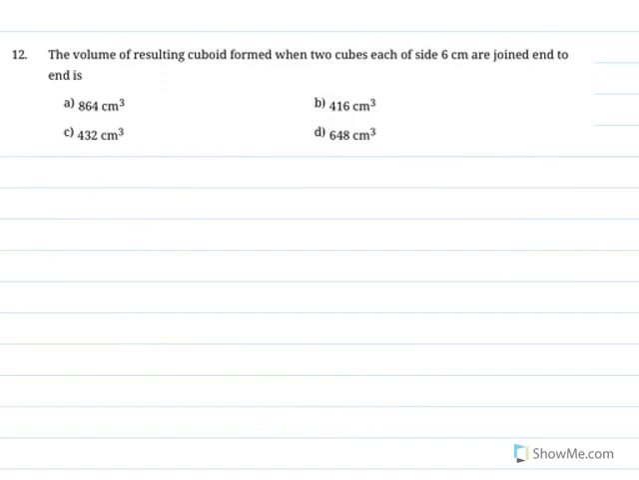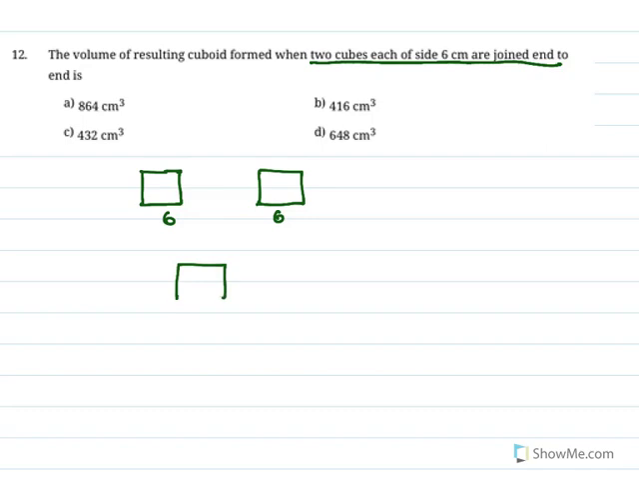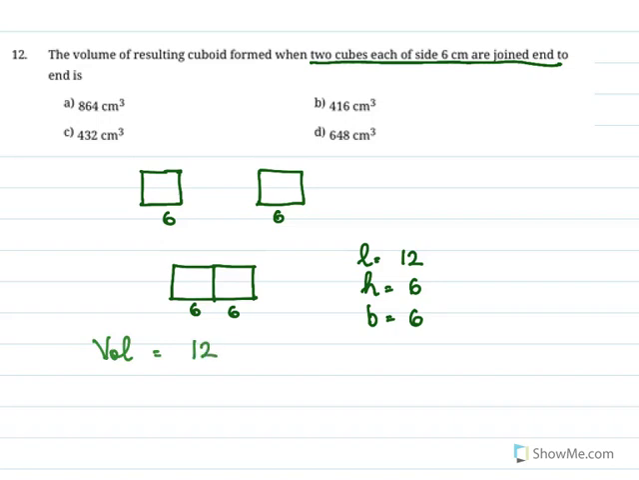The volume of a resultant cube formed when two cubes each of side 6 centimeters are joined end to end. So you have one cube here, all sides are 6, and another cube here with sides 6. If they join together, you will get a cuboid. The length of this cuboid will be 6 and 6, so the length will be 12. The height will be 6 and the breadth also will be 6. So volume of the cuboid will be 12 into 6 into 6, and the answer for this will be 432 centimeter cube.